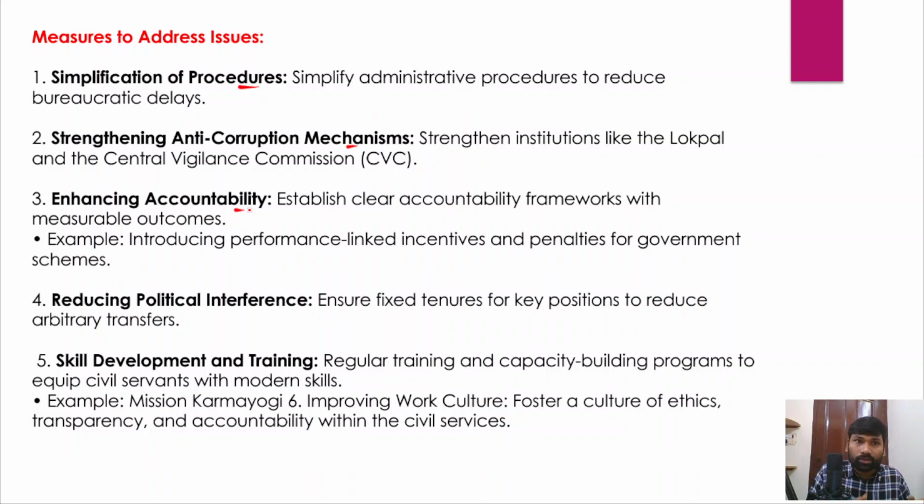So there should be frameworks that establish measurable outcomes from the civil servants. For example, introducing performance-linked incentives and penalties for government schemes. And apart from that, there is also a need to reduce political interference, and political interference has been clearly plaguing the civil services or the public administration. So therefore, there is a need to set up mechanisms and frameworks that could reduce the interference of politicians in the functioning of civil servants.